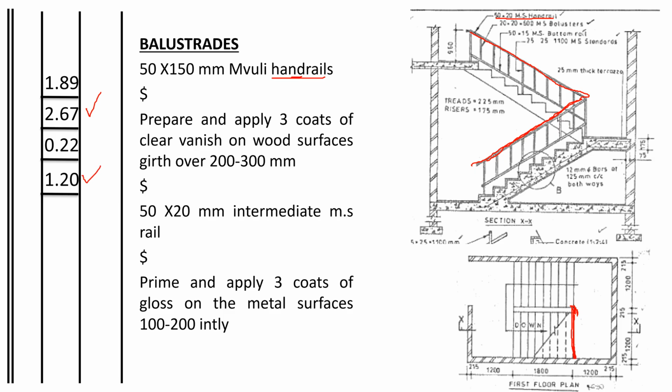So for the handrail, we shall prepare and apply 3 coats of clear varnish on the same measurements. Then 50 times 20 millimeters intermediate MS rail. That one also measures the same as handrail. That one is this bottom rail. Bottom rail measures the same as handrail. At the same time, you prime and apply 3 coats of gloss on metal surfaces. So for the handrails and the bottom rails, we shall apply gloss paints for all those.